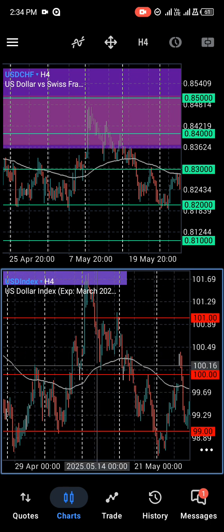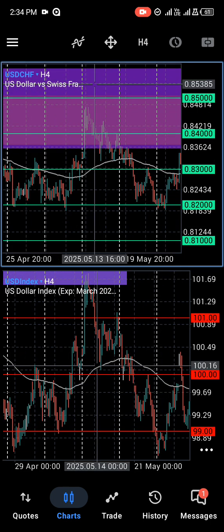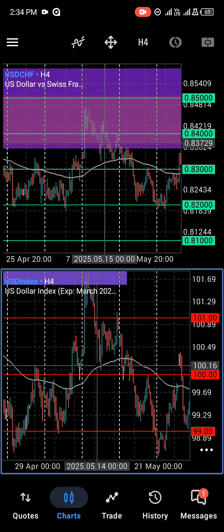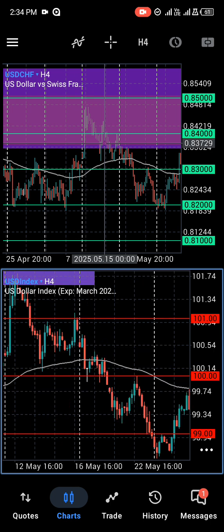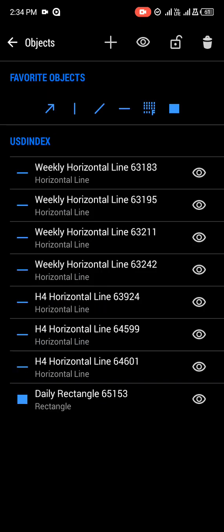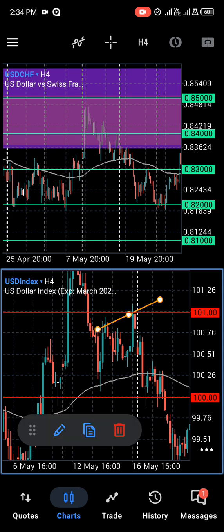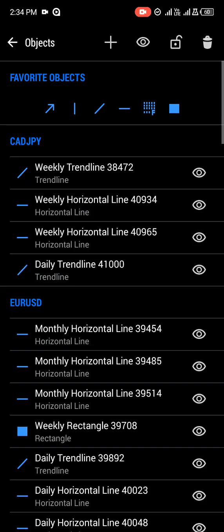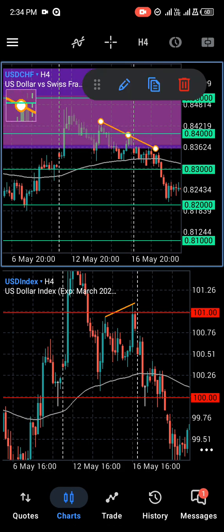Okay, so you can see that after we are retesting that resistance zone, the USD CHF is making lower lows and lower highs, where at this zone, it's where I want to show you something, how I use these. You can see that the DXY made a high, okay, but the USD CHF made a lower low.